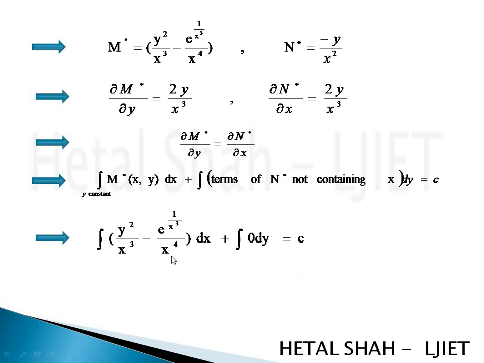So using the formula for the solution of an exact differential equation: the integration of M* dx plus the terms free from x, which do not contain x, here there is only one term which contains x, so the integration of 0 dy, is equal to c. The integration of the first term with respect to x: y² is constant and the integration of 1/x³ is −1/(2x²). Keep y² the same.